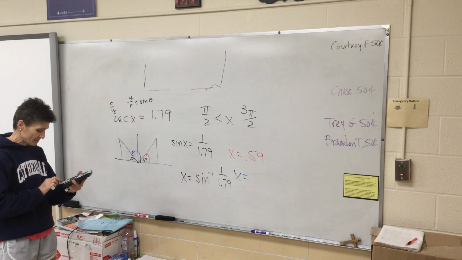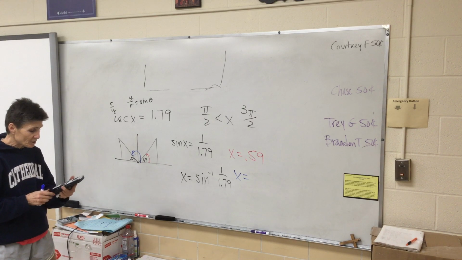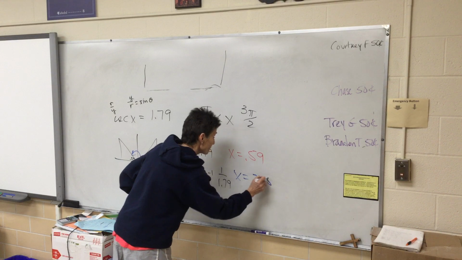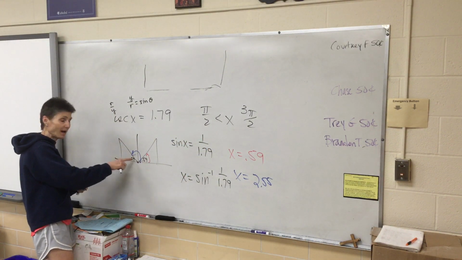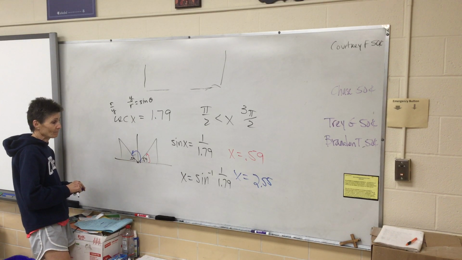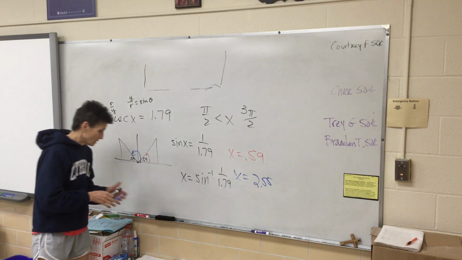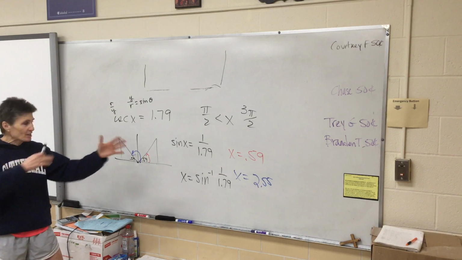Oops, I just made a mistake there. Pi minus 0.59, which is 2.55. And that's pi minus because all the way to here is pi, and I'm not doing the last 0.59. Now, I want you to look at your domain. That's the last thing we check, or it could be the first thing, doesn't matter, you got to check all this stuff.